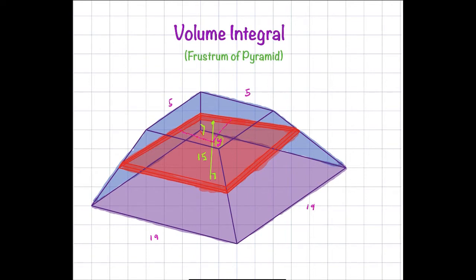And we're told that the base of the frustum is 19 by 19. It's a square, and the top is 5 by 5. It's also square, and the height is 15. And so we want to find an integral that gets this volume. Because the height is 15, we're going to integrate from 0 to 15.